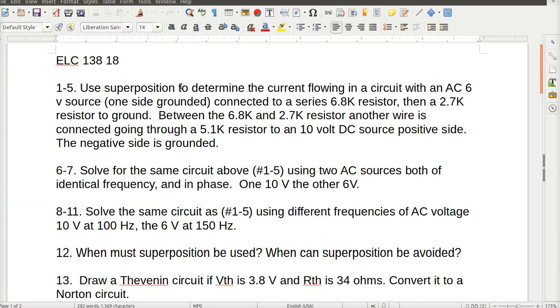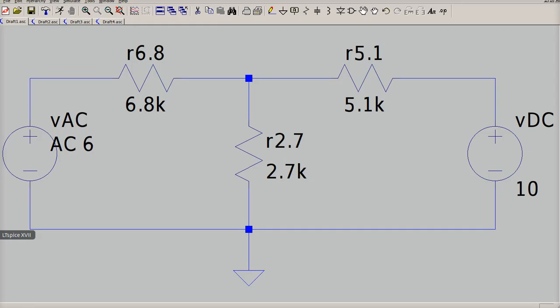and use superposition. Solve the same circuit above, 1 through 5, using two, let's make this DC sources because it will make it a little easier, of identical frequency and in phase. So basically we're going to change the AC source to a DC source and then solve the circuit. And what you see is you can do this all as one circuit. If I change this to, got to get my SPICE tab back. If I change this to a DC 6 volts and this was a DC 10 volts and I did a dot op analysis, then I would get all my values.